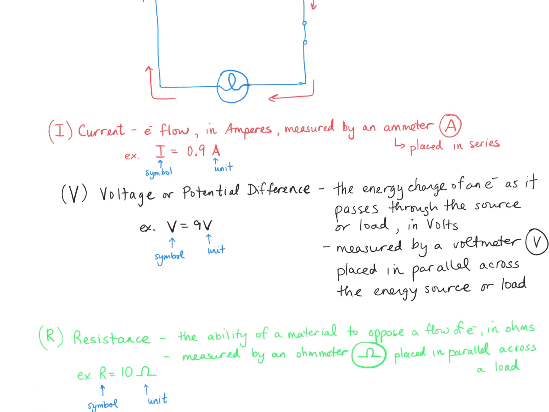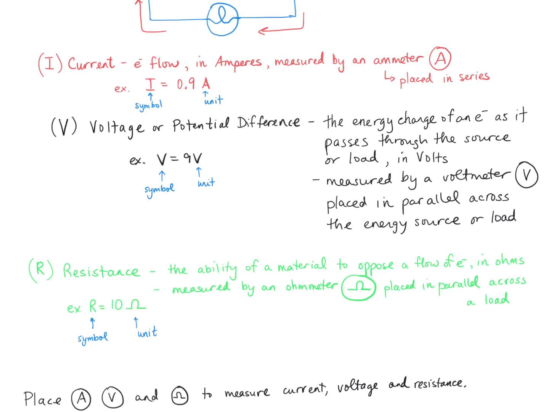Now resistance is associated with the load. How do we define resistance? Well, it's the ability of a material, so it could be a light bulb or a motor, to oppose a flow of electrons. The unit is ohms, that's how we pronounce this, and you'll see the symbol to represent that unit is the omega symbol here.